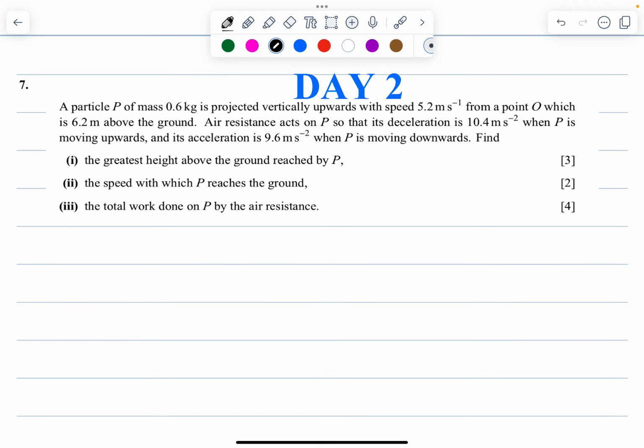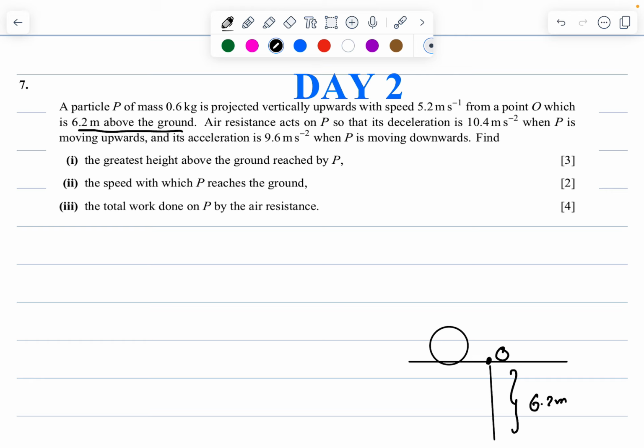Now coming to question number 7. A particle P of mass 0.6 kg is projected vertically upwards with a speed of 5.2 from a point O, which is 6.2 meters above the ground. This point is O, and we are projecting the particle P. Its initial velocity u is 5.2.